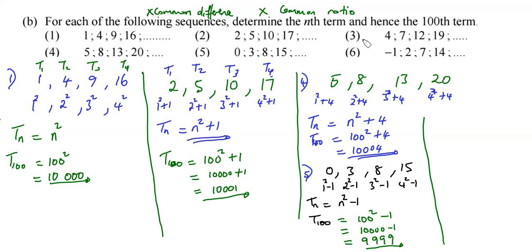Now, what do you think of now? You think of the n squared, where you're going to say n squared plus 1, minus 1. Is it plus 2 or minus 2? You check there, then you can get your value.